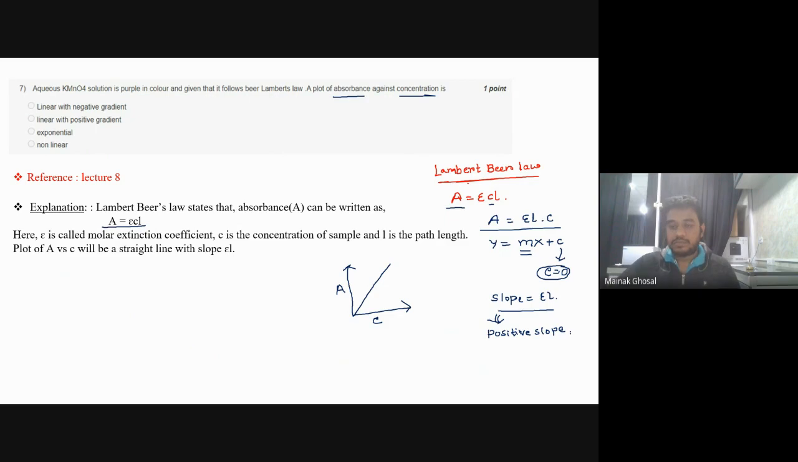So what will be the nature of the plot? This will be linear with positive slope. Slope is also gradient, so you can say linear with positive gradient. This is your final answer. Got it?